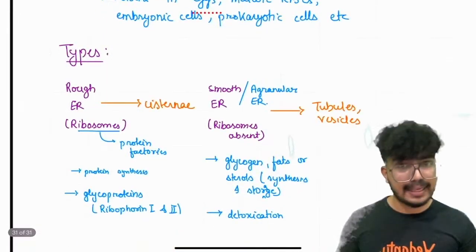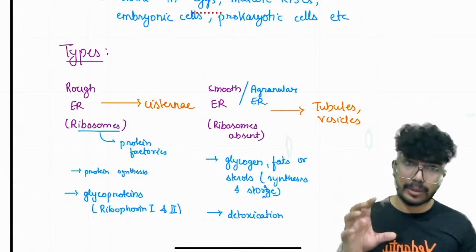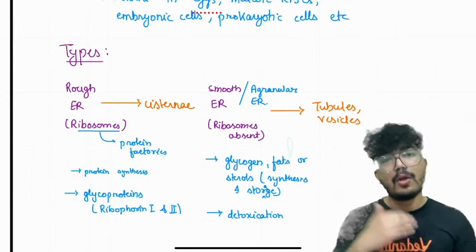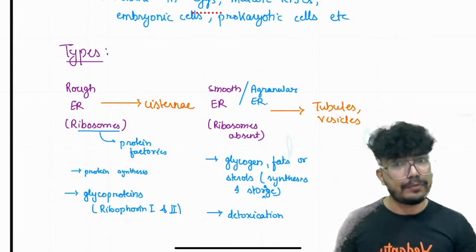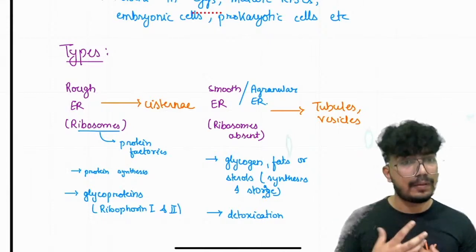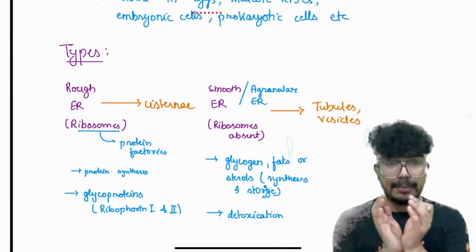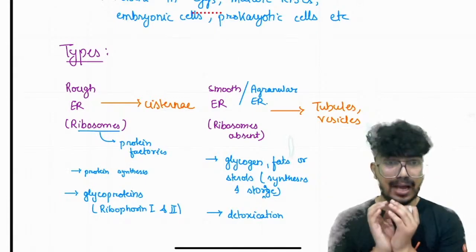Types: RER and SER. In RER, ribosomes will be there on the surface of the ER. Ribosomes are protein factories, so RER is primarily involved in the process of protein synthesis. There are some glycoproteins named riboforin 1 and riboforin 2 that help the ribosome attach to the surface of the RER, right?